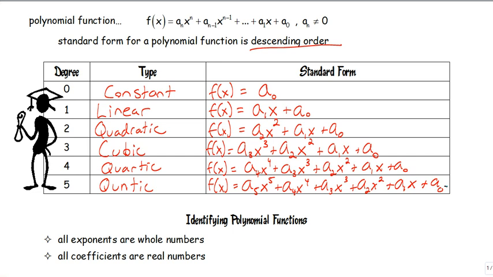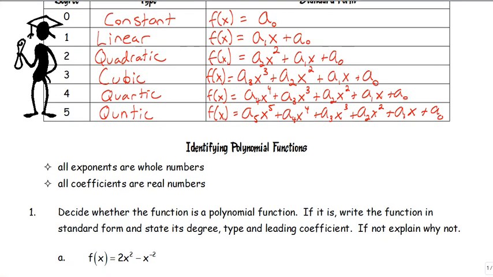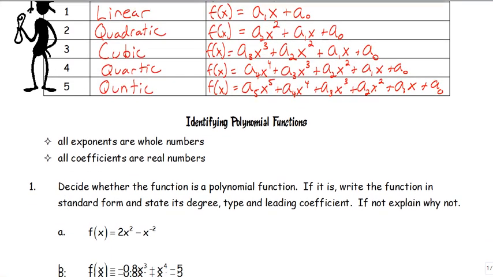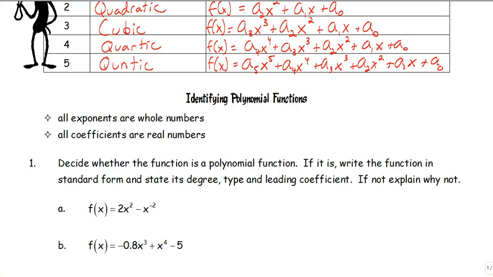It's important to know the name and understand them, but you basically know the first 3: constant, linear, quadratic, cubic you should be familiar with, and then quartic and quintic. So, alright, identifying. Here's the thing. It's not a polynomial unless all the exponents are whole numbers, so no negative or fractional exponents. All coefficients are real numbers. We don't have any imaginary coefficients.